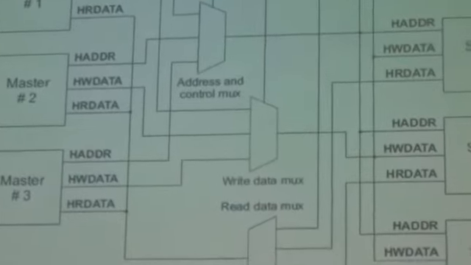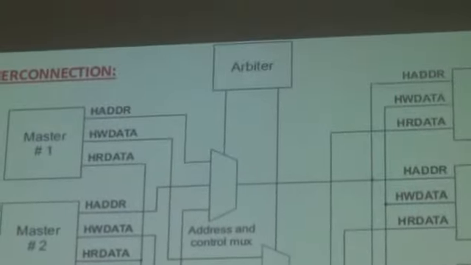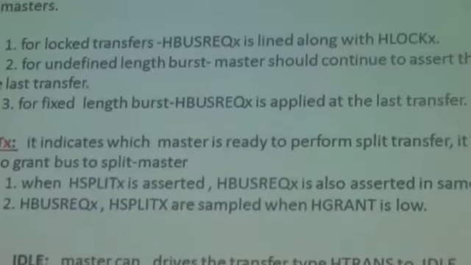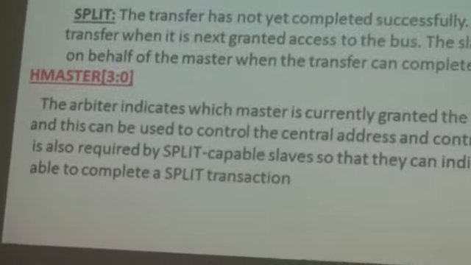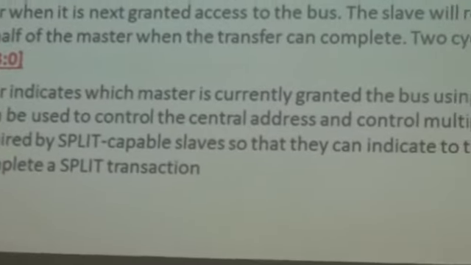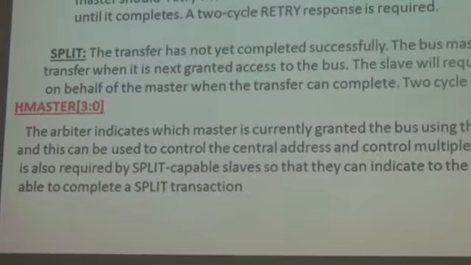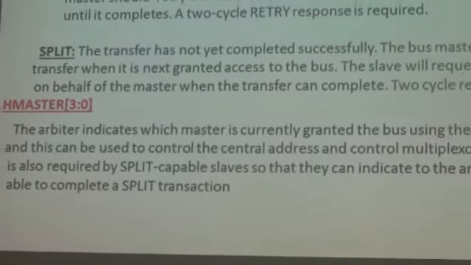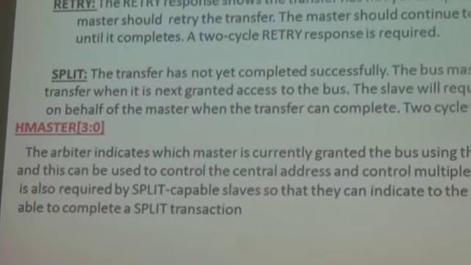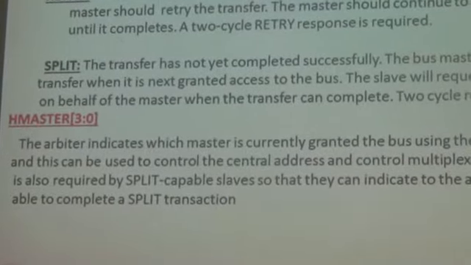Here we have the address and control mux and write data mux, and these are coming from the arbiter. Right now, this HMASTER is used to control the central address and control multiplexer. The master number is also required by split-capable slaves so that they can indicate to the arbiter which master is able to complete a split transaction. So split and retry mainly depend upon some other external signals that we'll come to know.